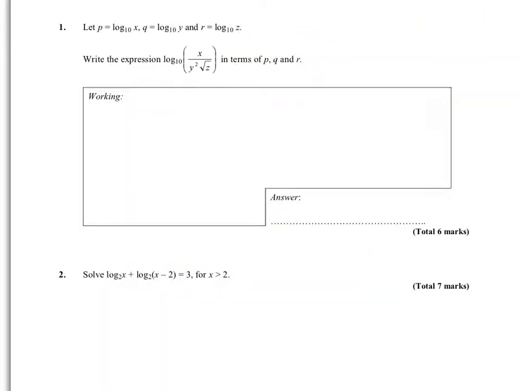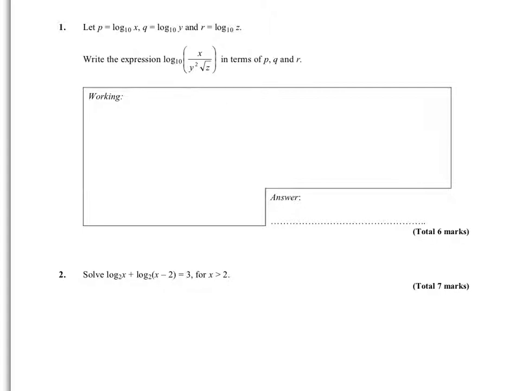Okay, so looking at this problem, this is a really common IB style question. So when we look at this, you're going to see probably more like it. It says let P equal log base 10 of x, Q equal log base 10 of y, and R equal log base 10 of z. And they give us this expression that's currently in terms of x, y, and z, and they want us to write it in terms of P, Q, and R.